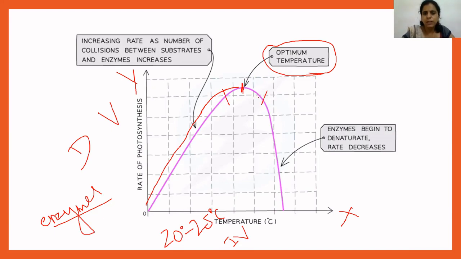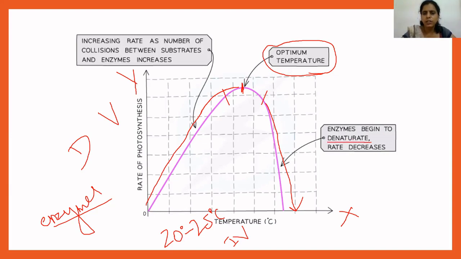But what happens when temperature goes beyond optimum temperature, like 30, 35, 40, 45 degrees Celsius? As temperature increases beyond optimum temperature, as shown here in the graph, the rate of photosynthesis decreases completely. It goes down. I've told you that in the process of photosynthesis, enzymes are involved. In unit 5, that is enzymes, we have studied that if temperature goes beyond optimum temperature, the enzyme gets denatured. So this point is very important.